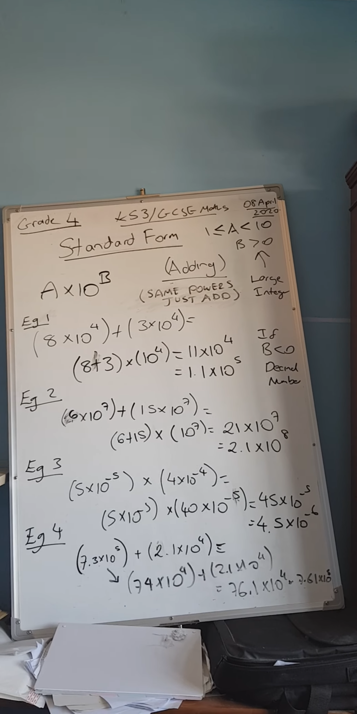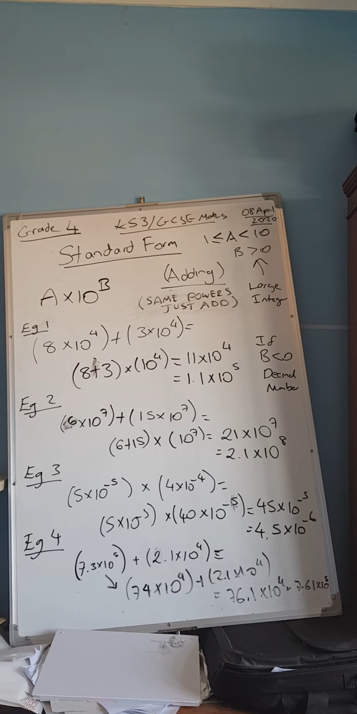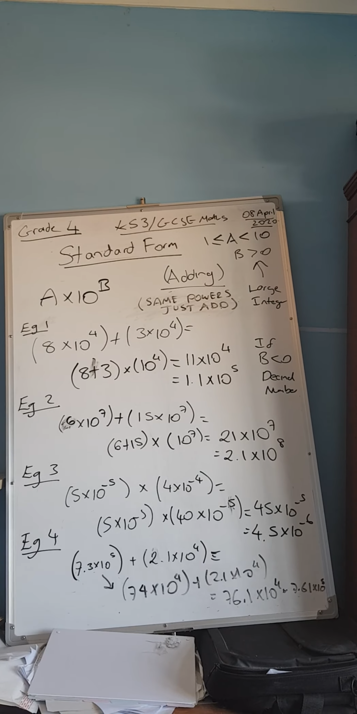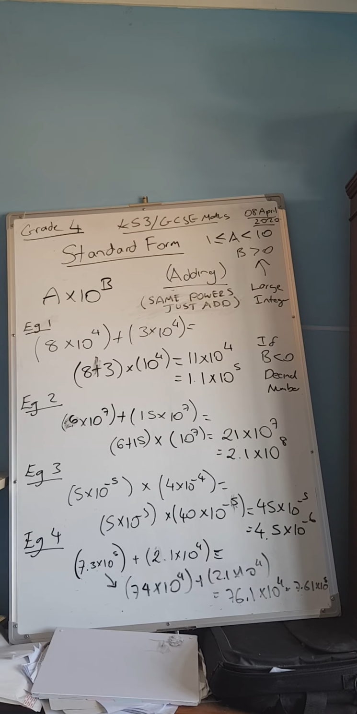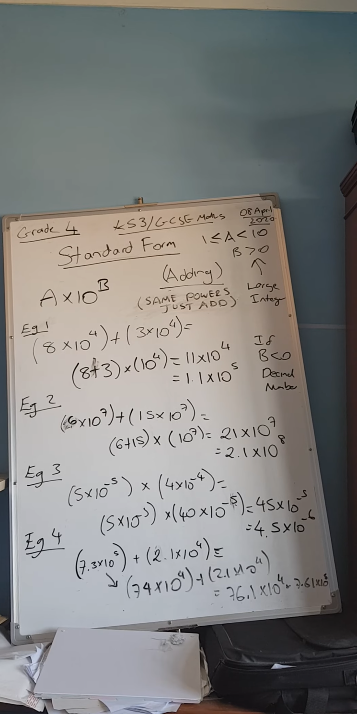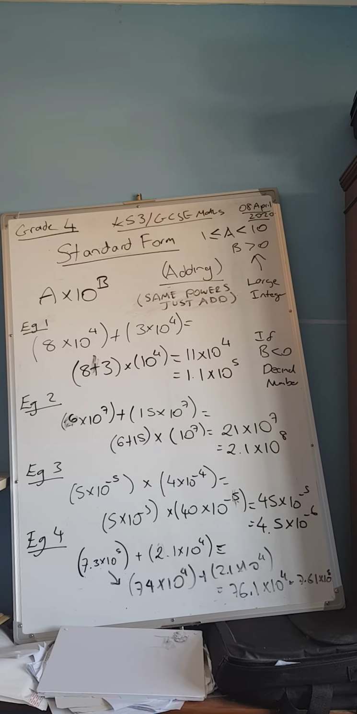Right, guys, example number 2: 6 times 10 to the 7 plus 15 times 10 to the 7. 6 plus 15 is going to be 21 times 10 to the 7. 21 is bigger than 10, so it's 2.1 times 10 to the 8. So scale it down, scale the power up, and vice versa.